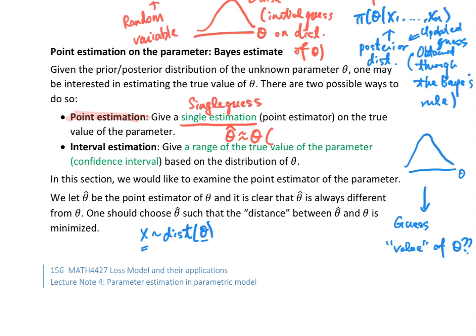Besides point estimation, another approach is what we call interval estimation. Under interval estimation, instead of asking for a single guess, we try to make a guess on the range of theta, I mean the true value of theta. Hopefully you want this prediction to be true with some high probability p.